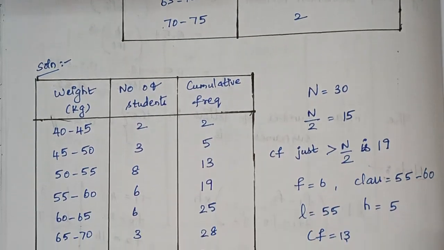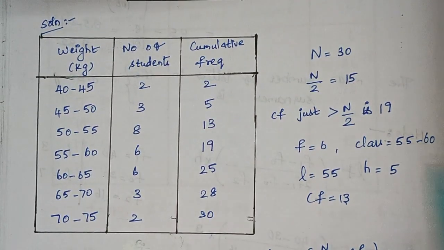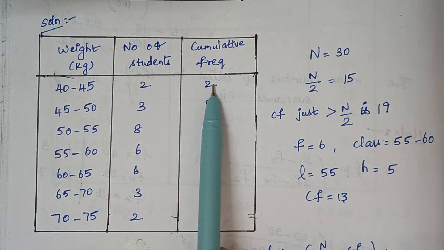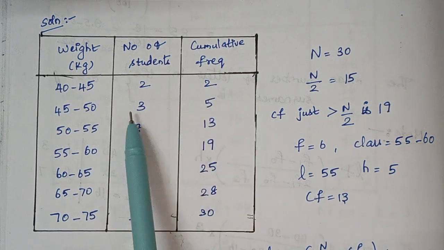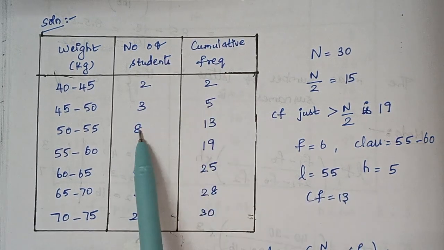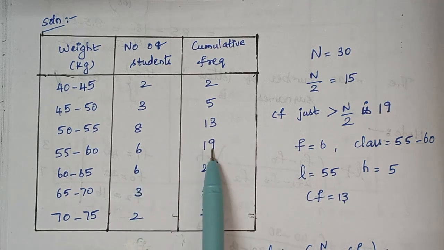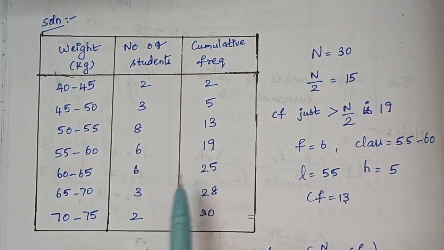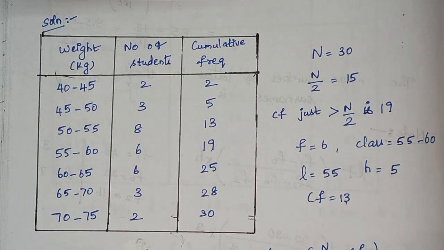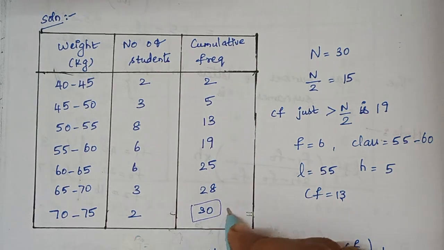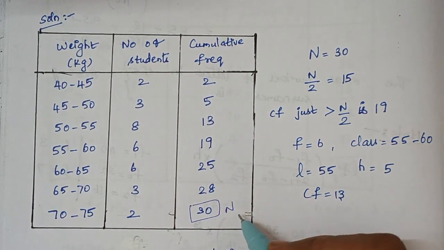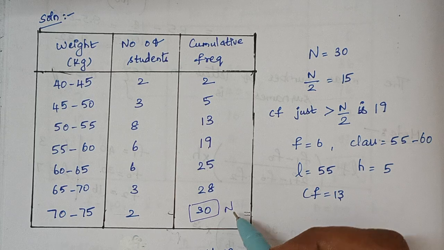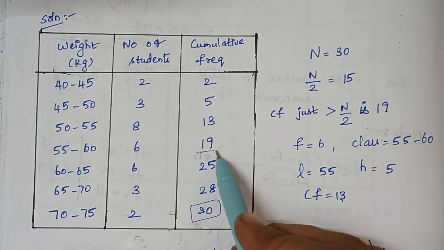So here while calculating the cumulative frequency, we have to write the first number as such, and to find the next numbers you have to add. So 2 plus 3, 5, 5 plus 8, 13, 13 plus 6, 19, 19 plus 6, 25, 25 plus 3, 28, 28 plus 2, 30. So here what is the value of n? The value of n is 30. This is also given in the problem. So what is n by 2? N by 2 is 15. So what is the number which is just greater than 15? So here it is 19.